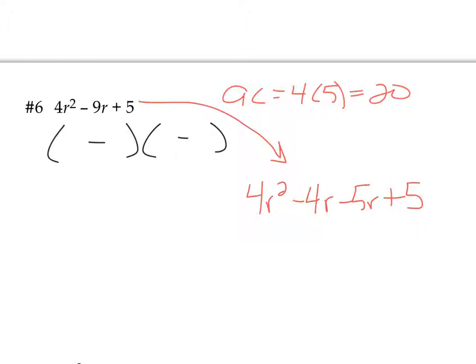And now I can group this. So when I group this, I'm going to get 4r, and then r, that would be a minus 1.